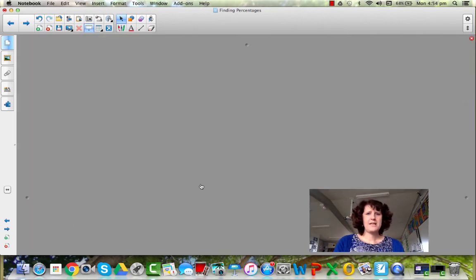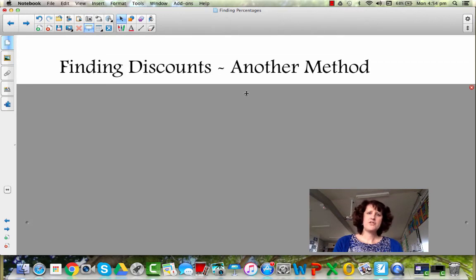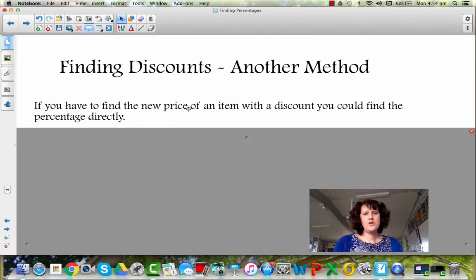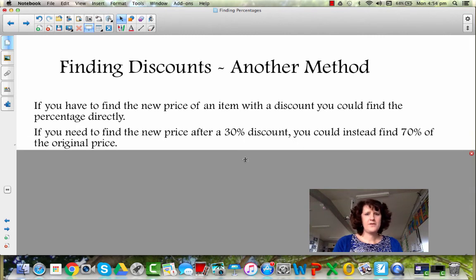Okay, this next part is a bit of an extension, so if you're happy with that, you can stop there. But if you're interested, here is another method for finding the discounts. This method is quite effective because it's only one step instead of 2, but it might be confusing for some of you. So you can have a look and see what you think. To find the new price of an item with a discount, you can find the percentage directly. I'll explain. If you need to find the new price after a 30% discount, you could instead find 70% of the original price.